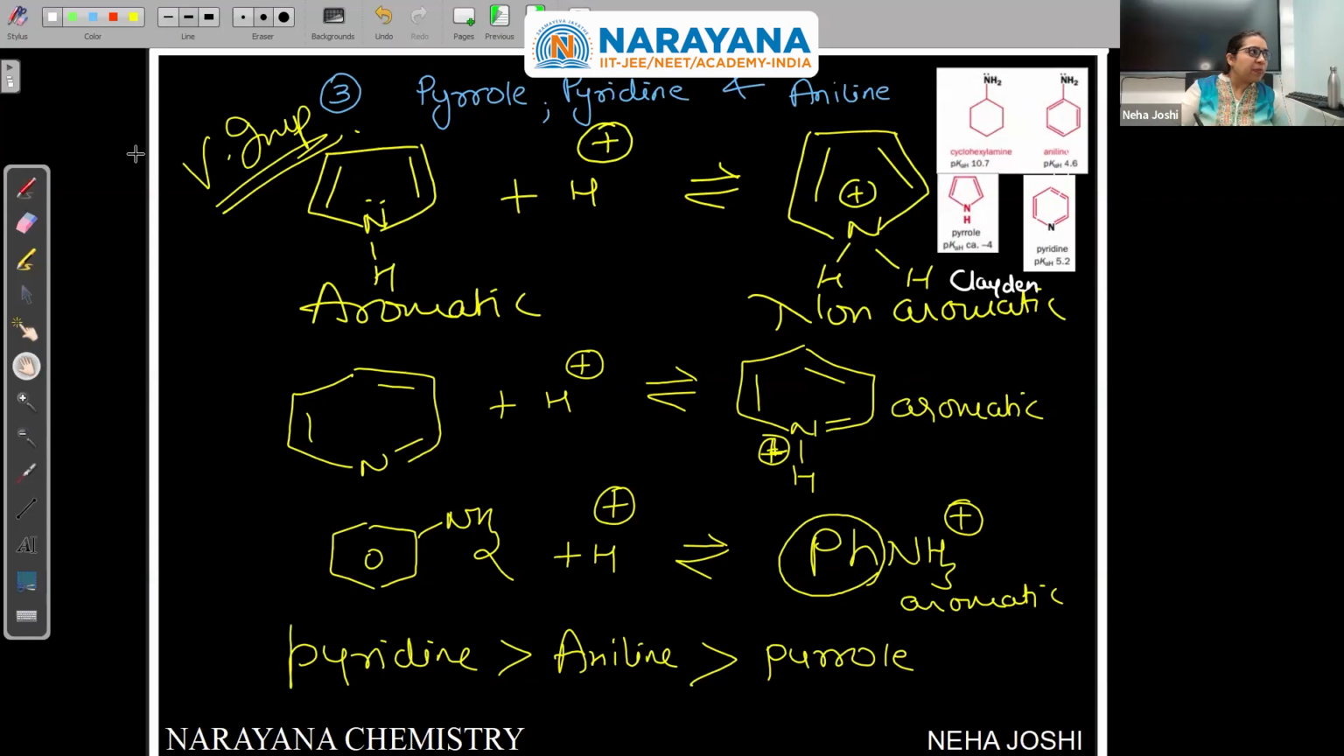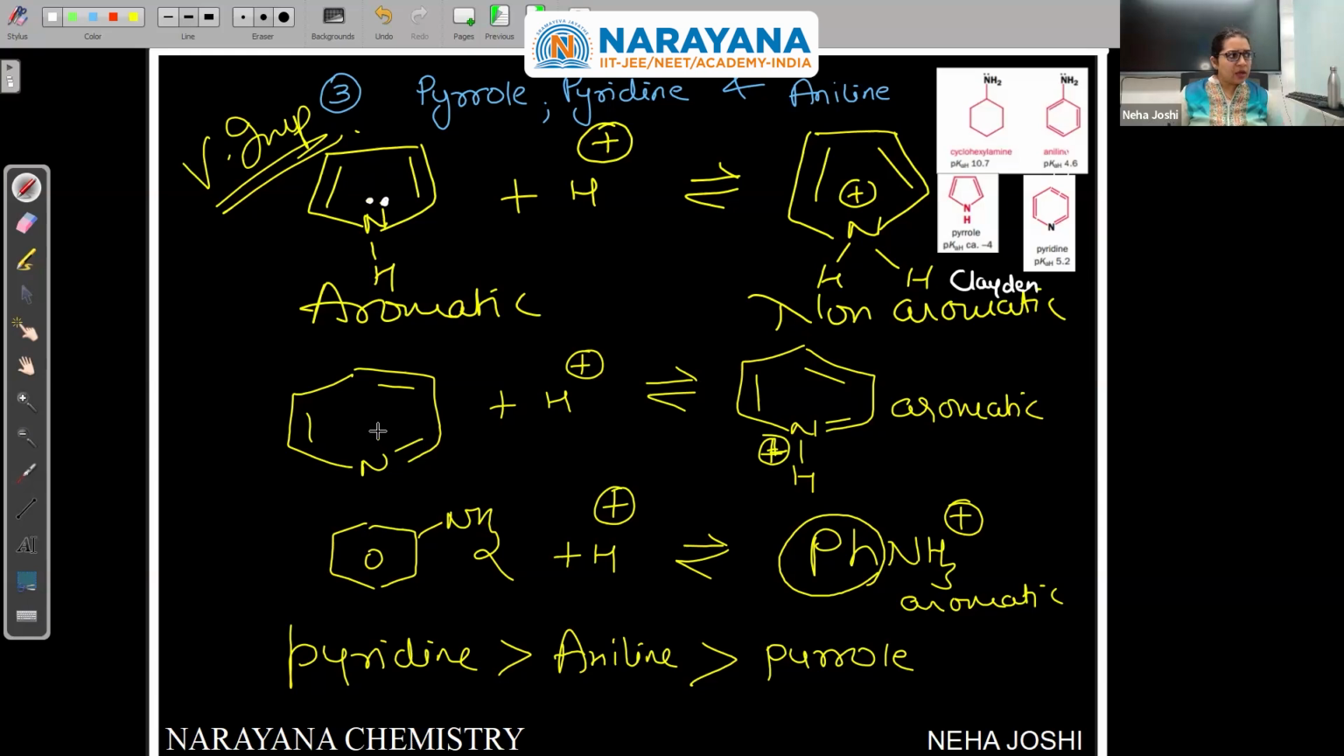Now see, in pyrrole, this nitrogen lone pair is part of the aromatic cloud. 4n plus 2 equal to 6. That cloud includes this lone pair. When I donate this lone pair to H plus, then the resonance will be inhibited and the system which is formed is non-aromatic. If something is coming non-aromatic from aromatic, then certainly this equilibrium is not in favor of the forward reaction. So this is not good.